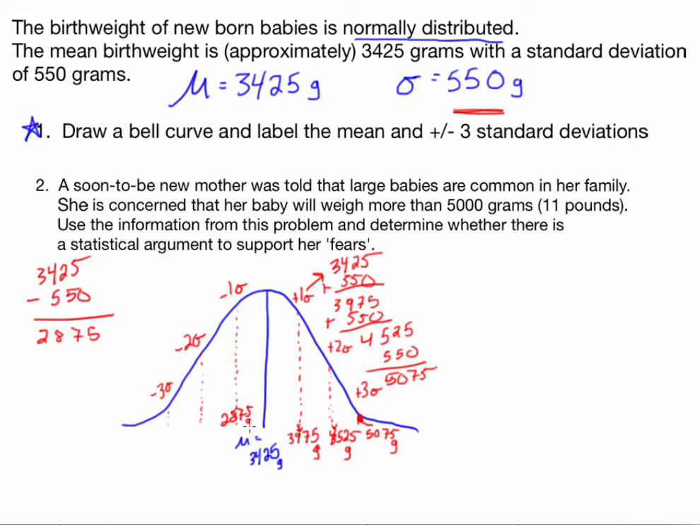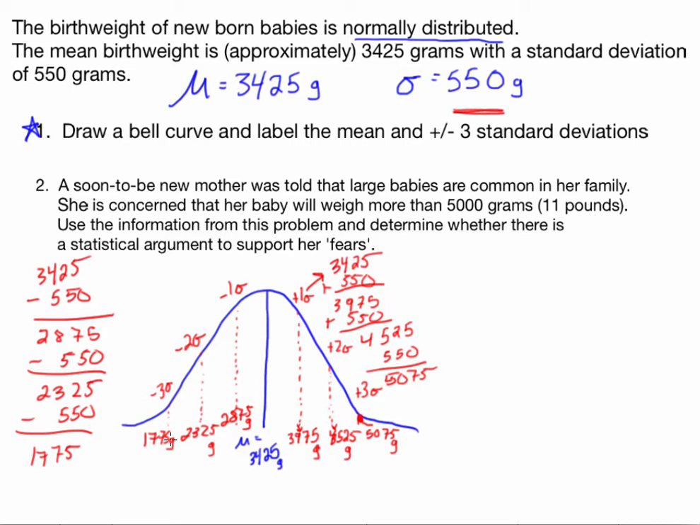If you were to subtract another standard deviation, if you take another 550 away, if you're 2 standard deviations to the left, 2,325 grams. And then finally, if you were to subtract one more standard deviation, 1,775 grams.